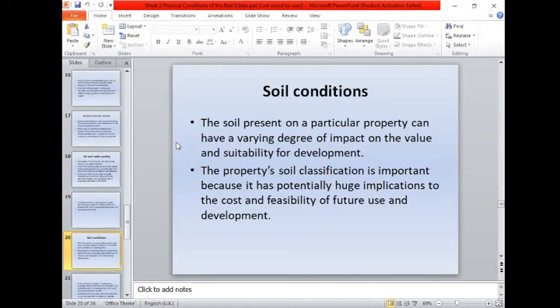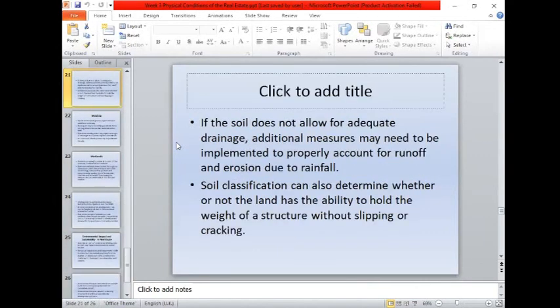Okay. Another environmental factor is the soil conditions. The soil condition of a particular property has a varying degree of impact on the value and sustainable environment. Classifying the soil is important because of the huge implications for the cost and feasibility of future use and development. Because if the soil does not allow adequate drainage, additional measures may need to be implemented properly to control run-off and erosion due to rainfall.